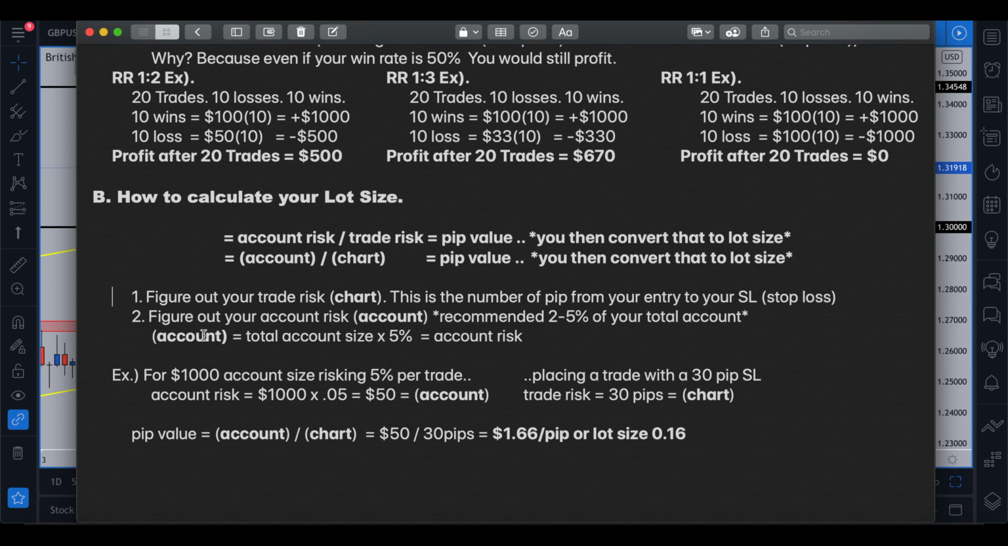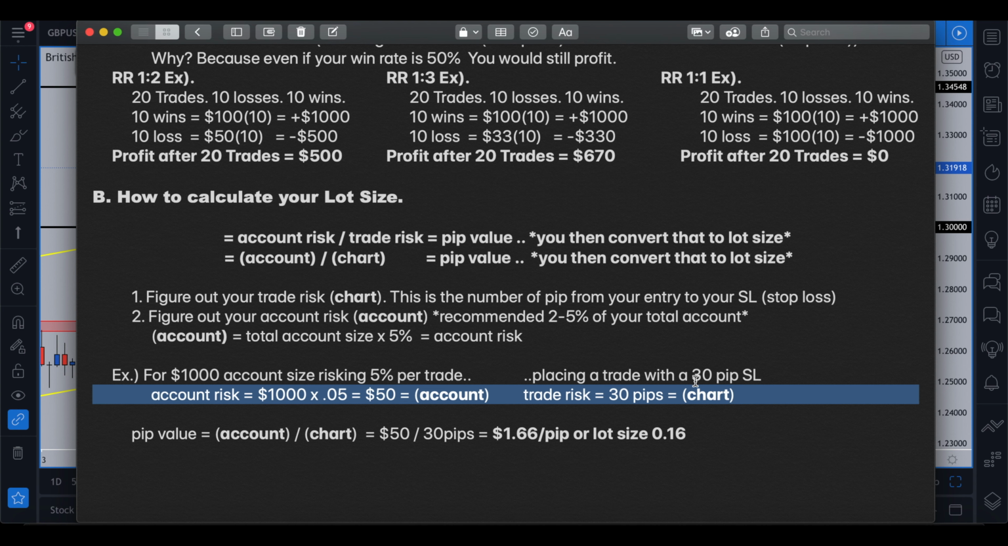So basically, I have it as account. To match up with this formula, it's going to be the total account size times whatever percentage you're risking. Like I said, let's just go with 5%. I got another example down here for you. For a $1,000 account size that's risking 5% per trade, he or she has a trade that they want to place with a 30 pip stop loss. You know your account risk, 5%. Figure out the number. 1,000 times 5% is $50. That's your risk per trade, $50.